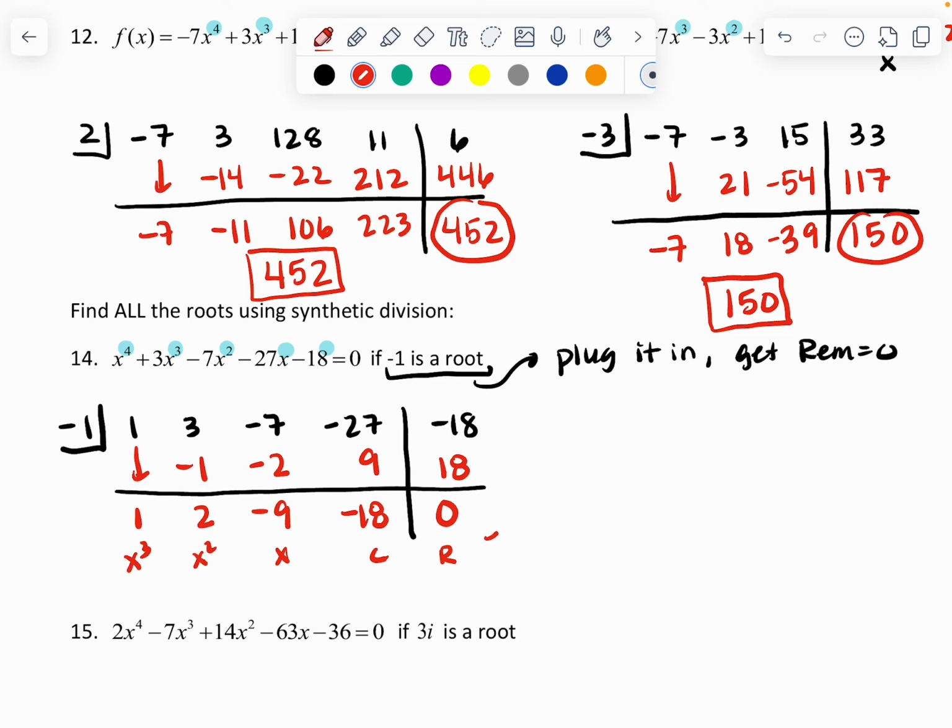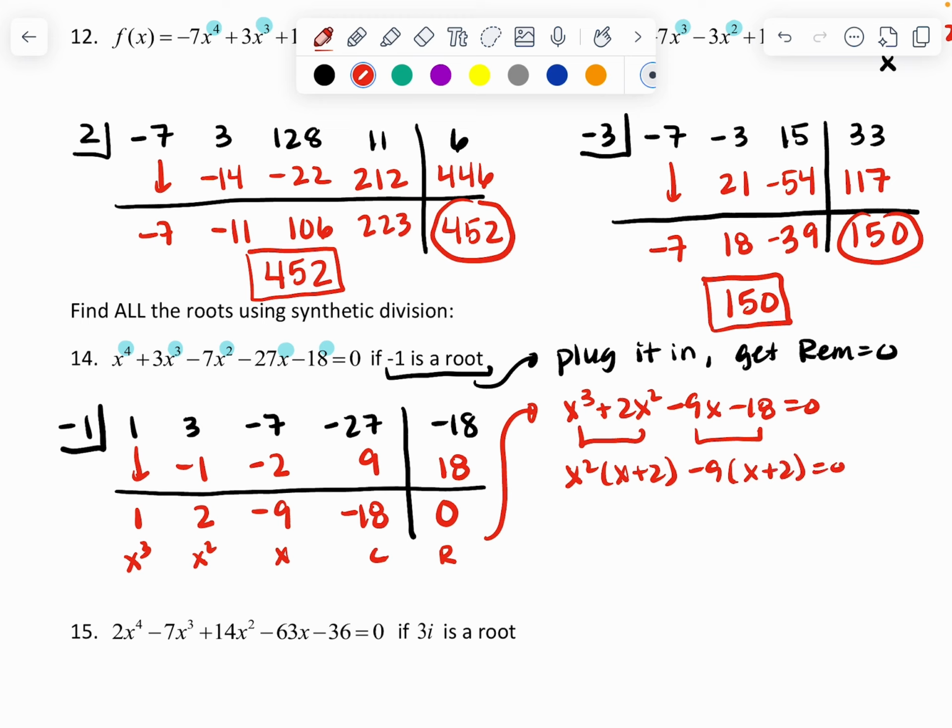So let's write out the polynomial that we have left over, which is x cubed plus 2x squared minus 9x minus 18 equals 0. And let's use some grouping here. So if I pull out an x squared, I'm left with an x plus 2. If I pull out a -9, I'm also left with an x plus 2. So I'm really left with x squared minus 9 times x plus 2 equals 0. So it's going to give me x squared equals 9, which means that x equals plus or minus 3, and this guy gives me that x equals -2.